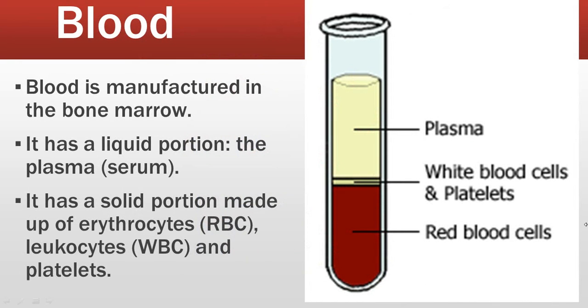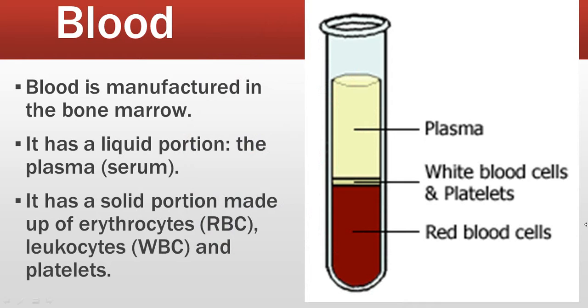Okay, so what is blood exactly? All blood is manufactured in the bone marrow. You already knew that. When we learned about bones, we learned that one of the functions of bone was to make blood, right? It's making red blood cells, it's making white blood cells, it's making it all.